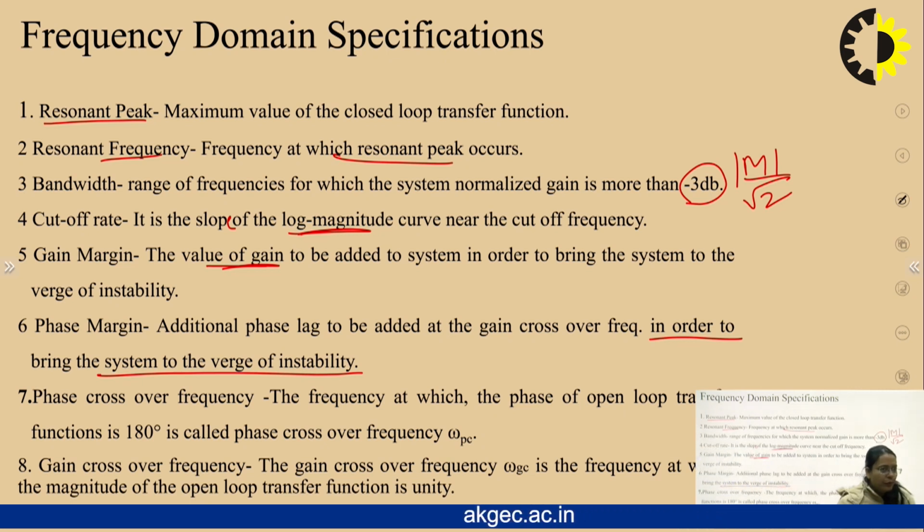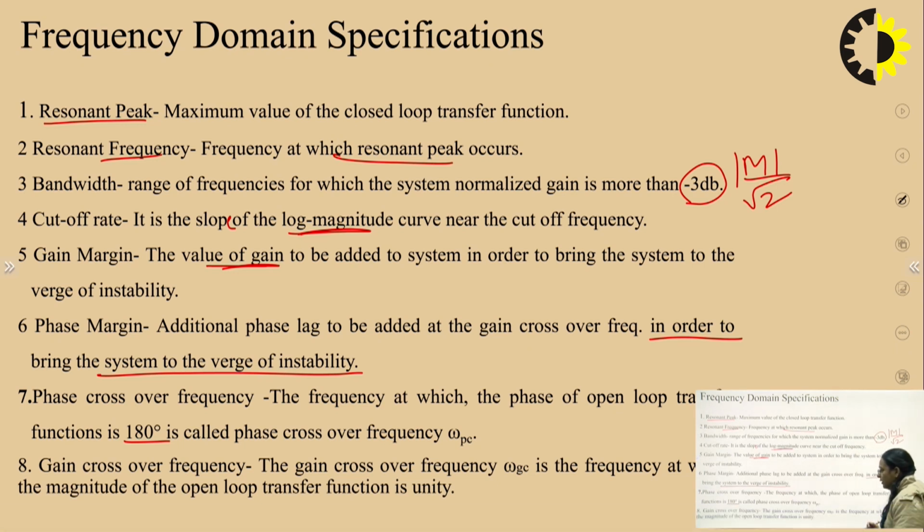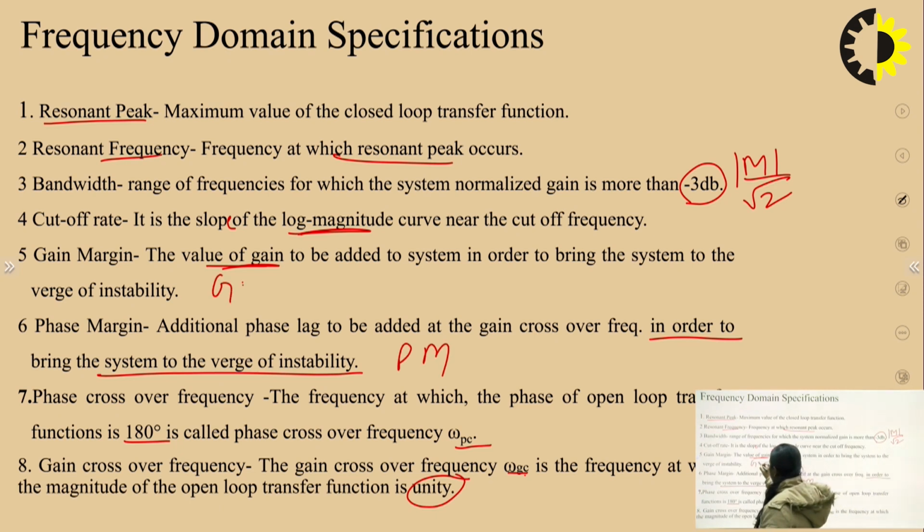The phase crossover frequency is the frequency at which the phase of the open loop transfer function is equal to minus 180 degrees. And the gain crossover frequency is the frequency at which the magnitude of the open loop transfer function becomes unity. The gain crossover frequency is represented by omega GC, and the phase crossover frequency is represented by omega PC. The phase margin is represented by PM, and the gain margin is represented by GM.